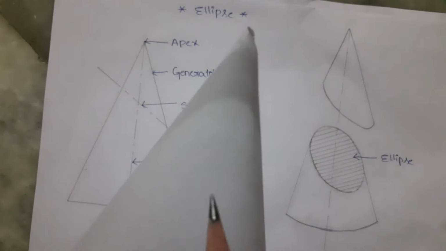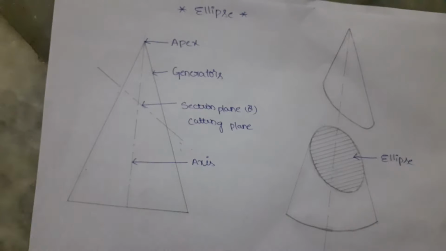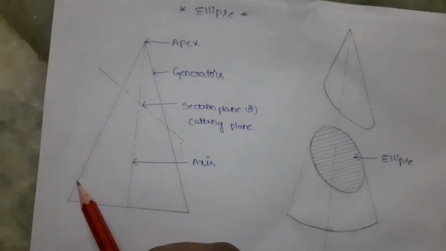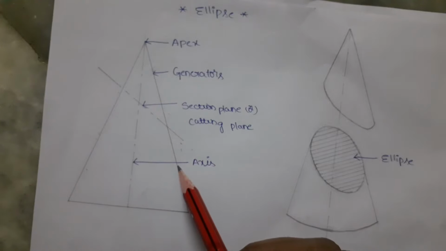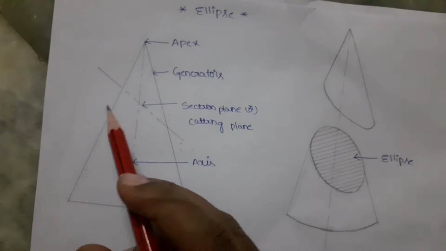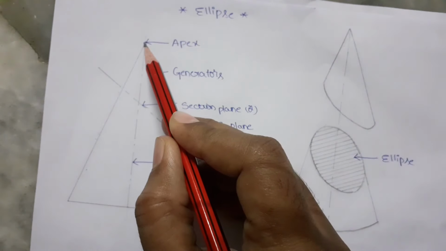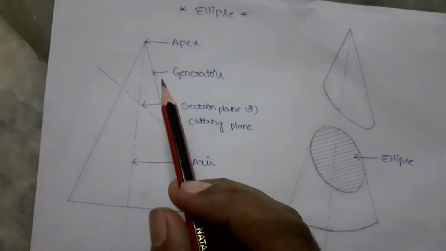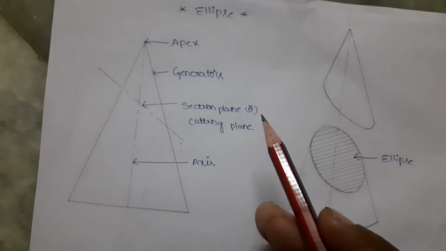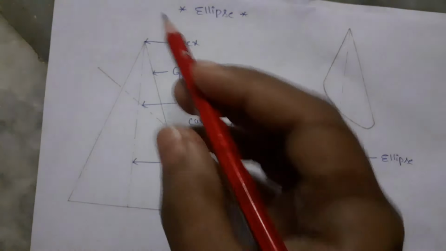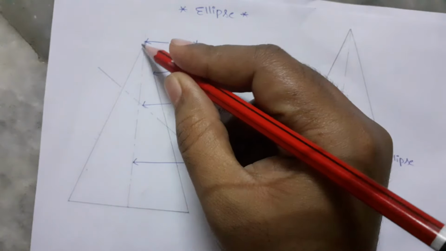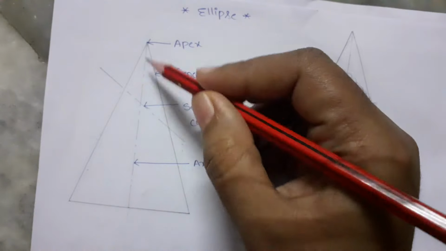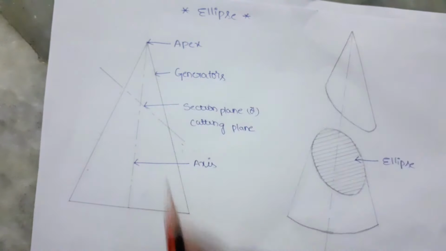If you see the front view of the cone, it represents a triangle, and you can see two generators here. This is one generator and this is one generator. These are the lines which are joining at the topmost point. In the front view we can see two generators, and this is the axis of the cone. You can see a vertical line passing through the center point of the triangle.